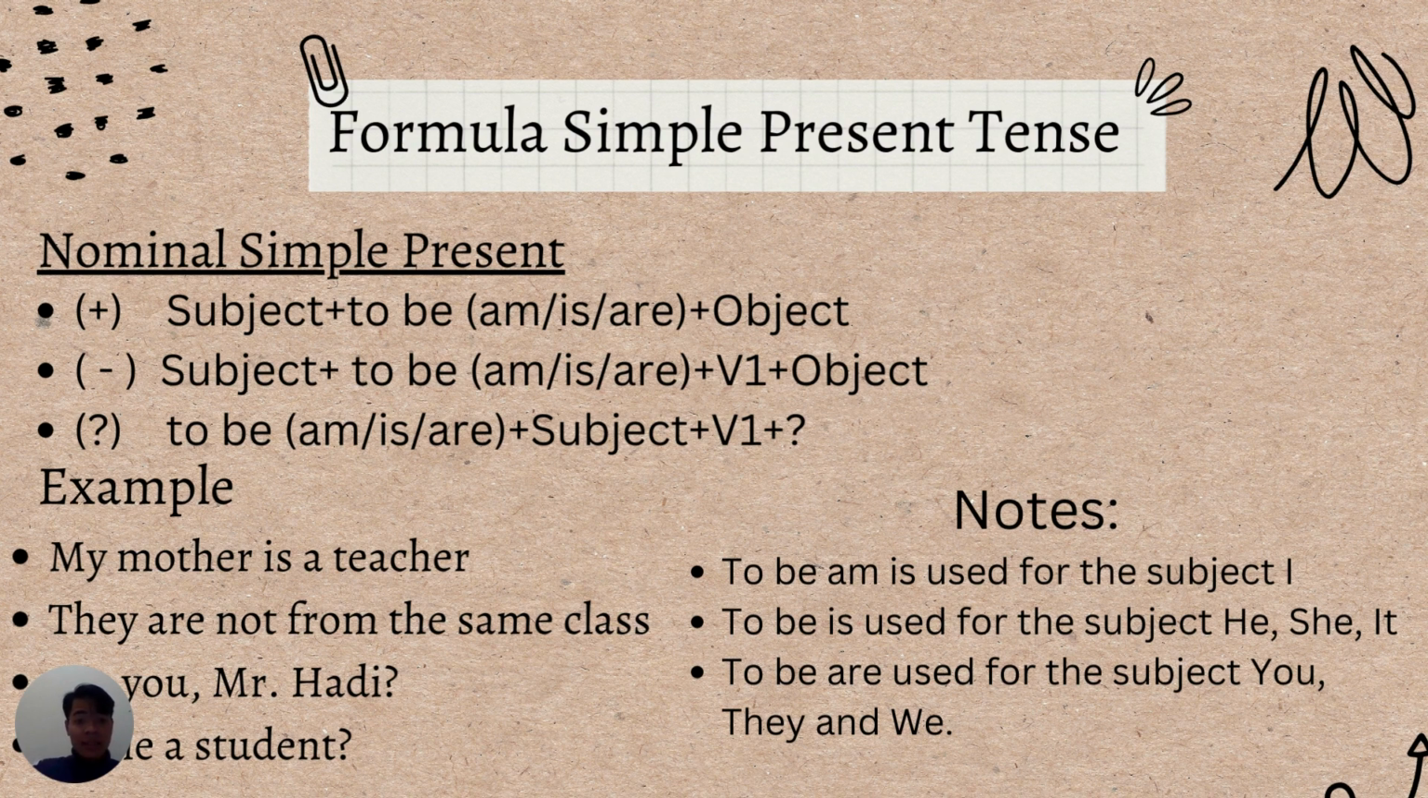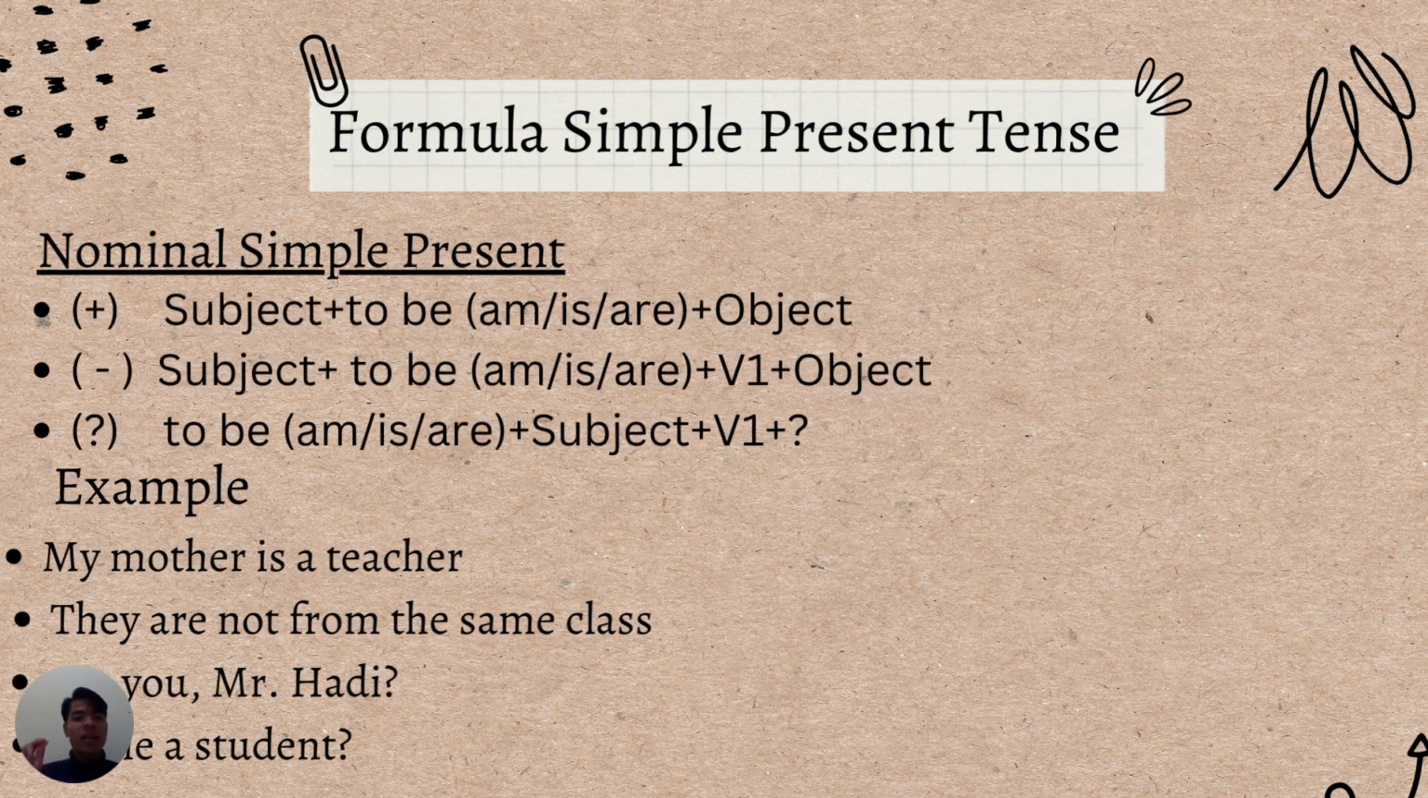Okay, this is a note. To be: am is used for subject I. Is is used for subject he, she, it. Are is used for subject you, they, and we.